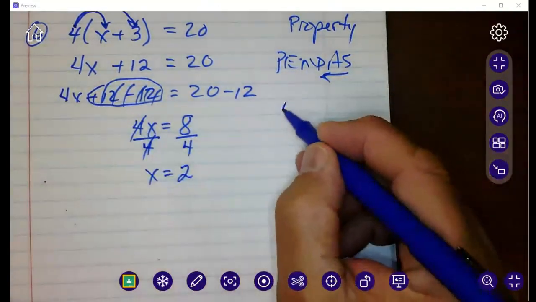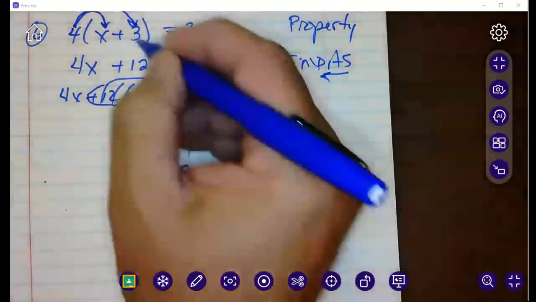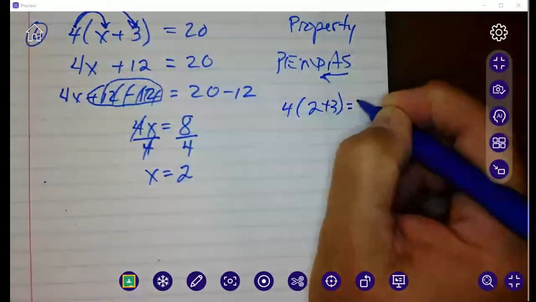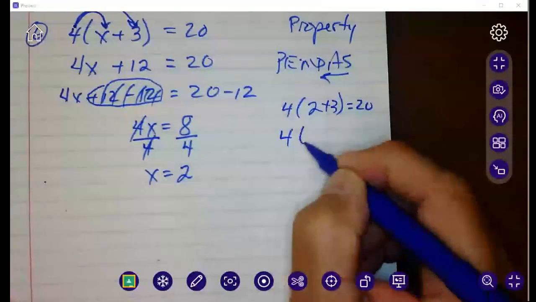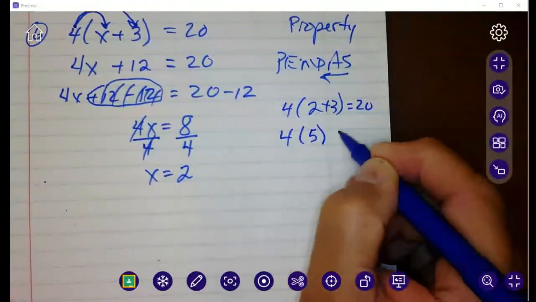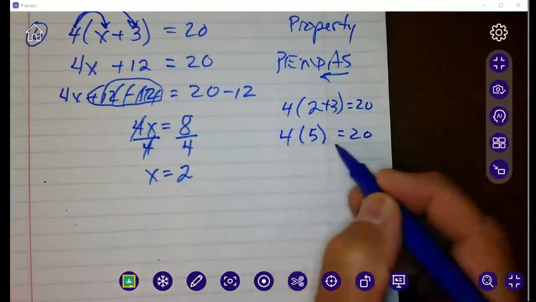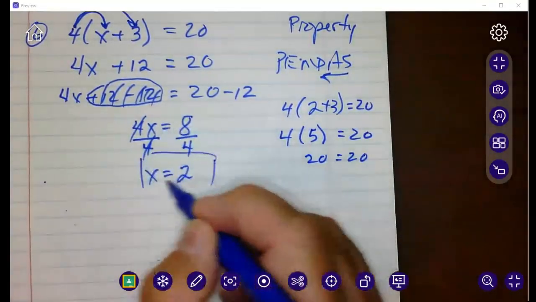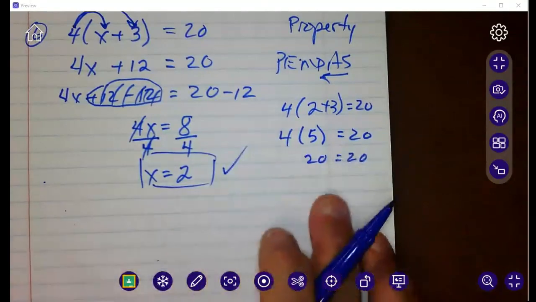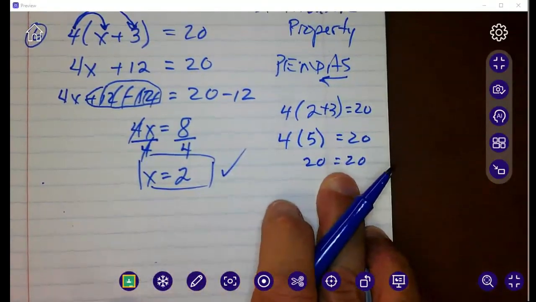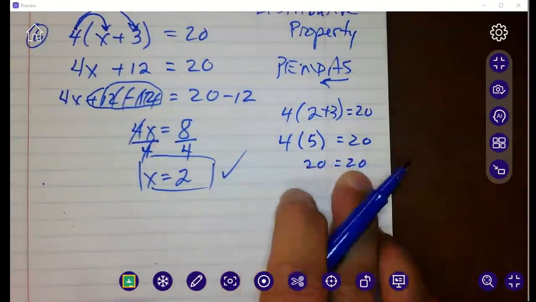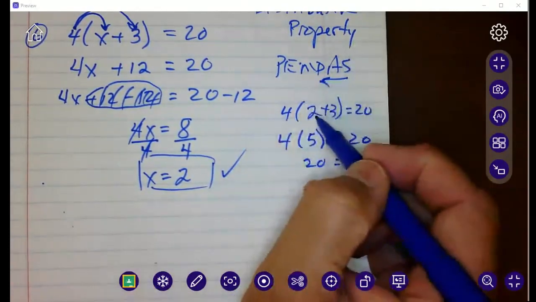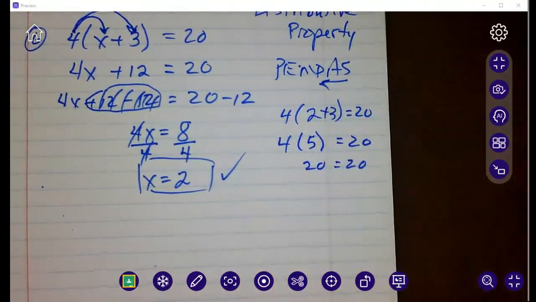I can check my answer by putting the 2 back in for the x. 2 plus 3 is 5. 4 times 5 is 20. This is the correct solution because it worked and I got the same value on both sides of the equal sign when I plugged my solution in for x.